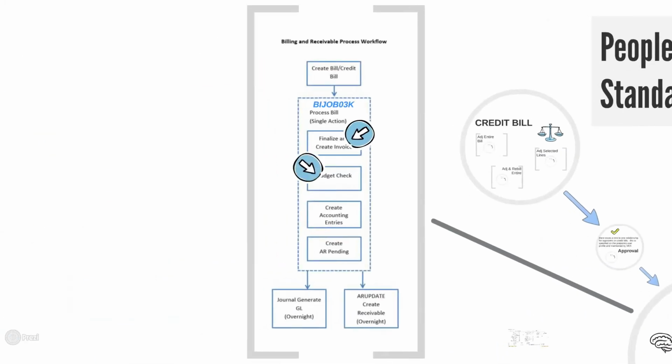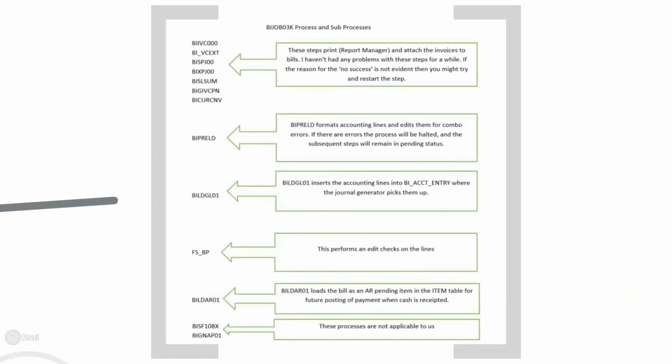The budget check process, I mentioned that it does run that. Currently our PeopleSoft configuration requires that for the billing process. Next, it creates the accounting entries. Let's go ahead and deep dive and look at what those are. Again, two entries that it creates. In the middle of this screen you see the BILDGL01, and then two processes down from that is the BILDAR01.